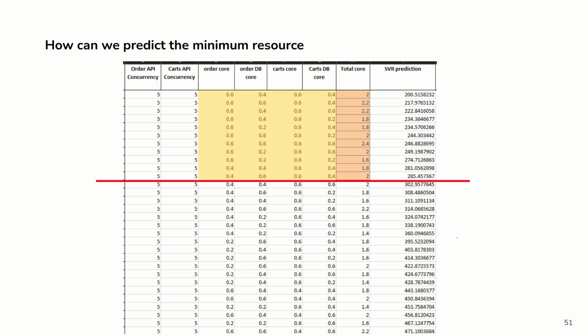So after that, by analyzing these results, to achieve a certain level of performance such as 300 millisecond latency, we can select which combinations keep the latency less than 300, and among them we can select the combination with the least total core allocation. This is our final outcome.